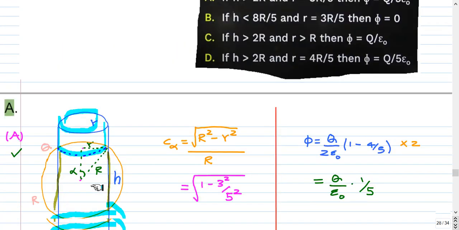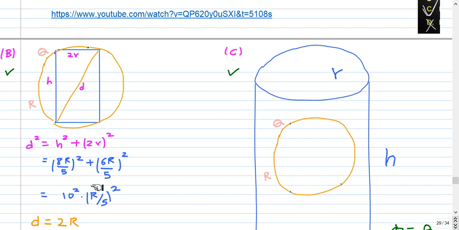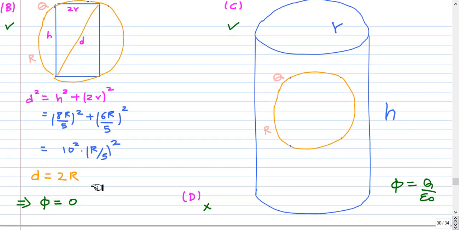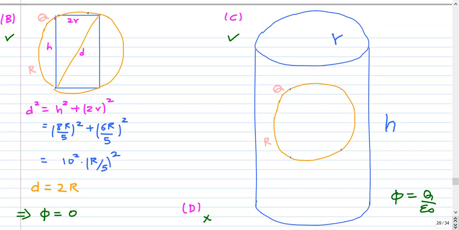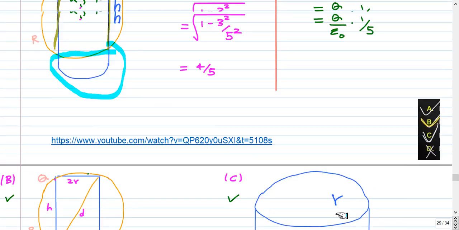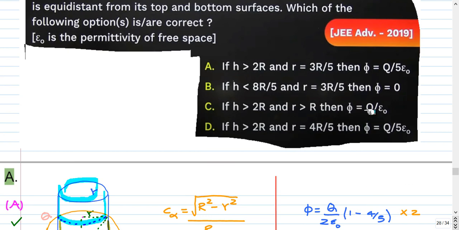In option C, h is greater than 2r and the radius of the cylinder is greater than capital R. So h greater than 2r means the Gaussian cylinder will come out of the spherical shell vertically, and the radius of the cylinder is also greater than capital R, so it will also come out radially. So in this case, the whole spherical shell is within this Gaussian cylinder. So using Gauss law, the flux through the Gaussian cylinder is the total charge present inside, that is Q by epsilon naught. So option C says the flux is Q by epsilon naught, so option C is correct.